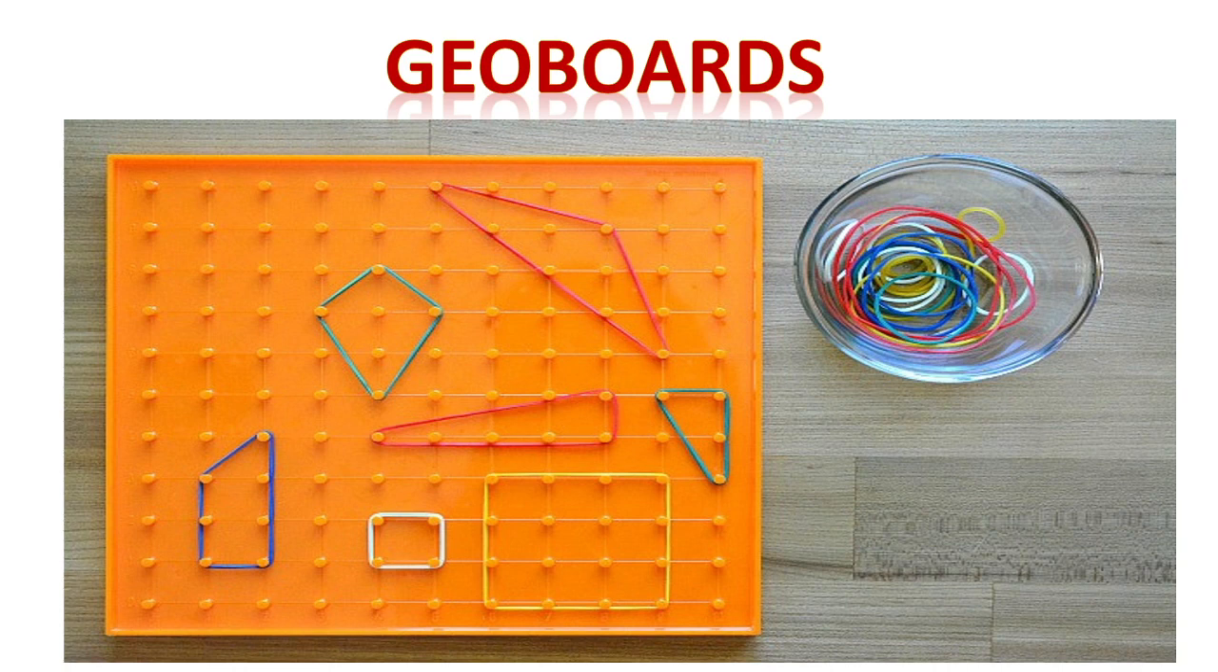Geoboards look like this. When you want to convert any figure, for example a square, into a rectangle, we will move the rubber band from one vertex to the other vertex by dragging it. The same idea is used in GeoGebra.